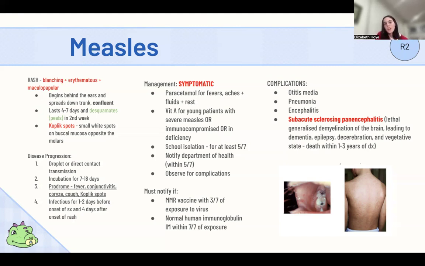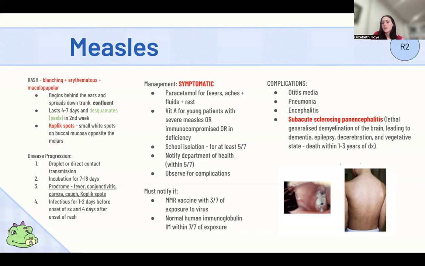Management for measles is really just symptomatic. You can give pain relief, and vitamin A for younger patients if their measles is really severe or if they're immunocompromised. But for most viruses, which you'll see, you have to remain isolated from school for at least 5 days, and the Department of Health needs to be notified within 5 days.